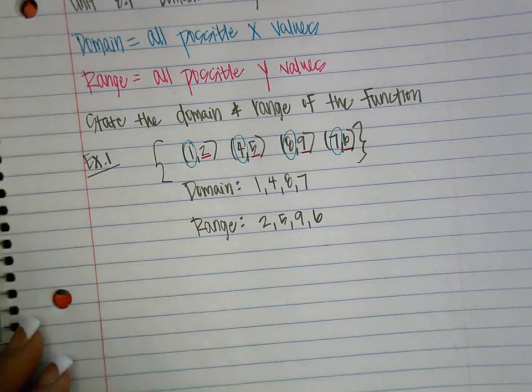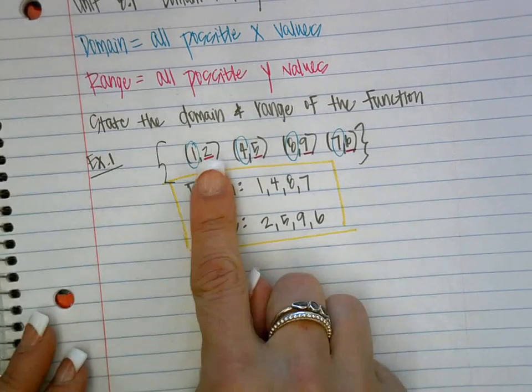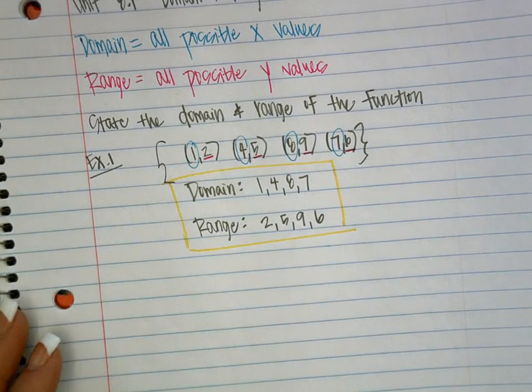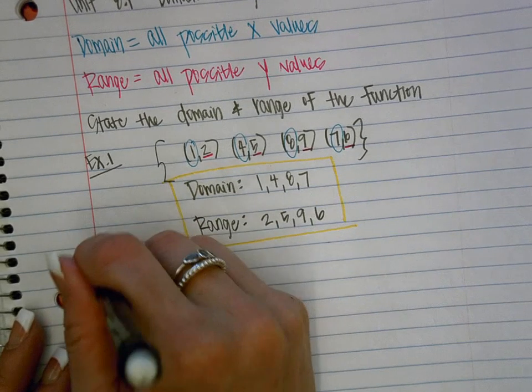Okay? Question, yeah. So the first numbers are the domain? The x values are the domain. The y values are the range. Okay. That's it. Okay? Let's try another one. Number 2.